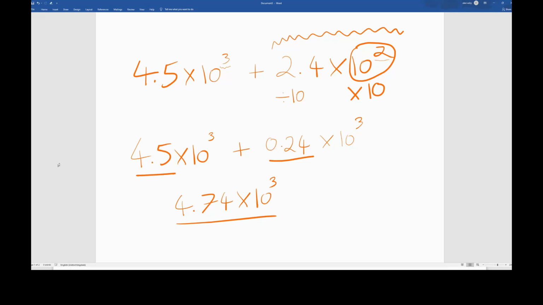Okay, so are we happy? We're just changing one of the powers of 10 so that both of the powers of 10 are the same. Is that okay?